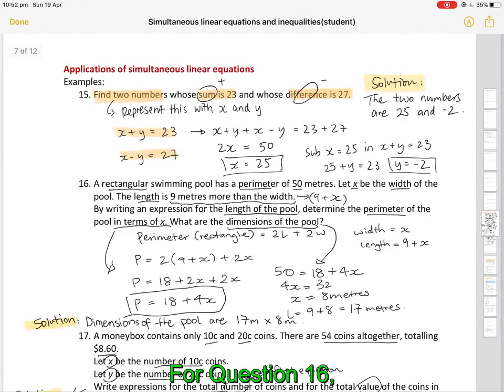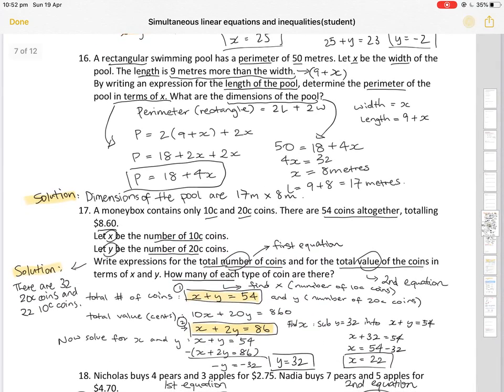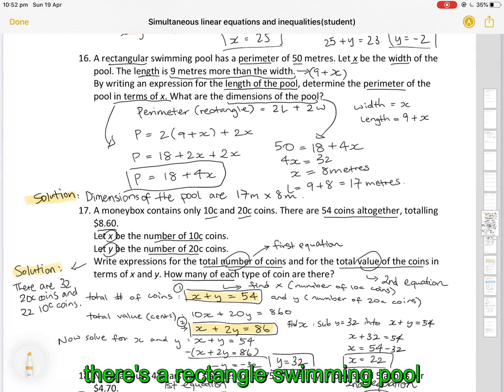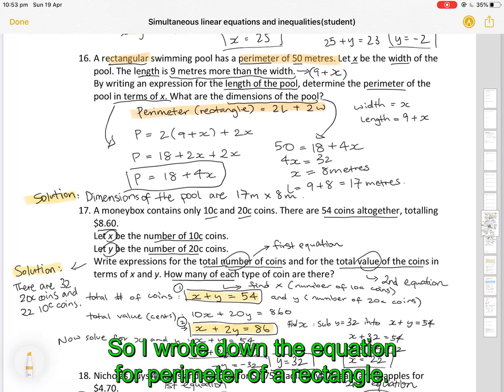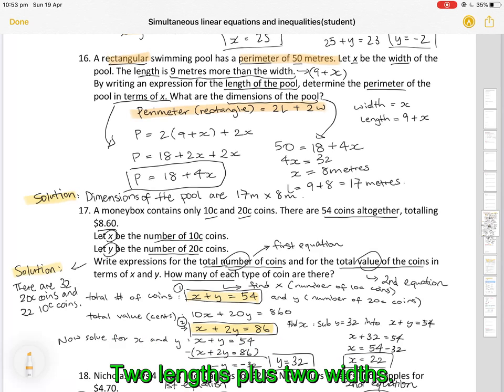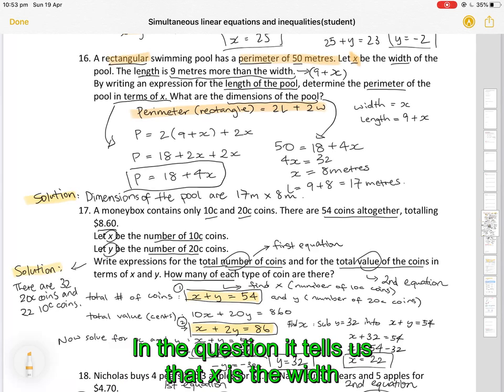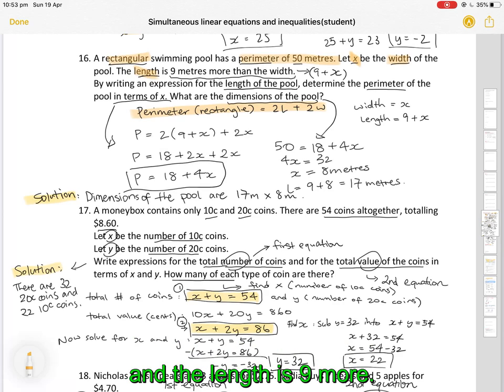For question 16, there's a rectangular swimming pool with a perimeter of 50 meters. So we know that it's a rectangle and the perimeter is 50. So I wrote down the equation for the perimeter of a rectangle, 2 lengths plus 2 widths. In the question, it tells us that x is the width and the length is 9 meters more than the width. So I wrote 9 plus x for that one.